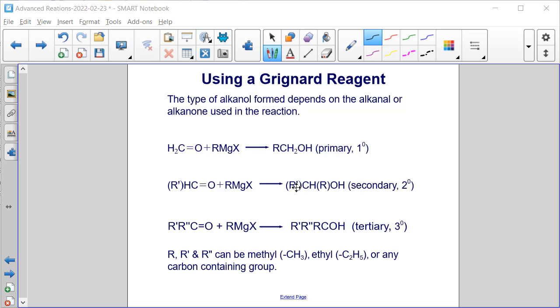So we have C bonded to R prime, C bonded to H, C bonded to R, and then C single bonded to OH. So this is a secondary alkanol where we have only 1 hydrogen and 2 R groups.